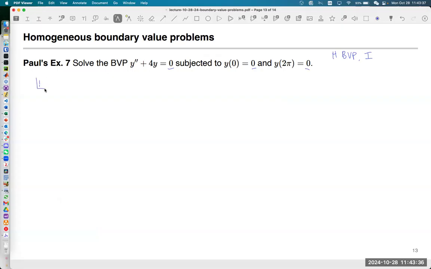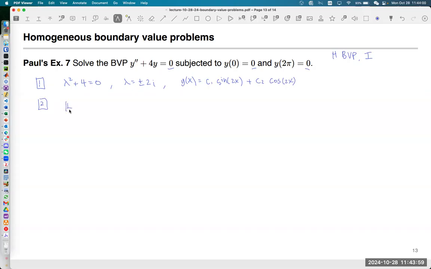So the general solution, this is the same as before. So lambda squared plus 4 is equal to 0. So lambda is equal to plus minus 2i. So the general solution should be C1 sine of 2x plus C2 cosine 2x.